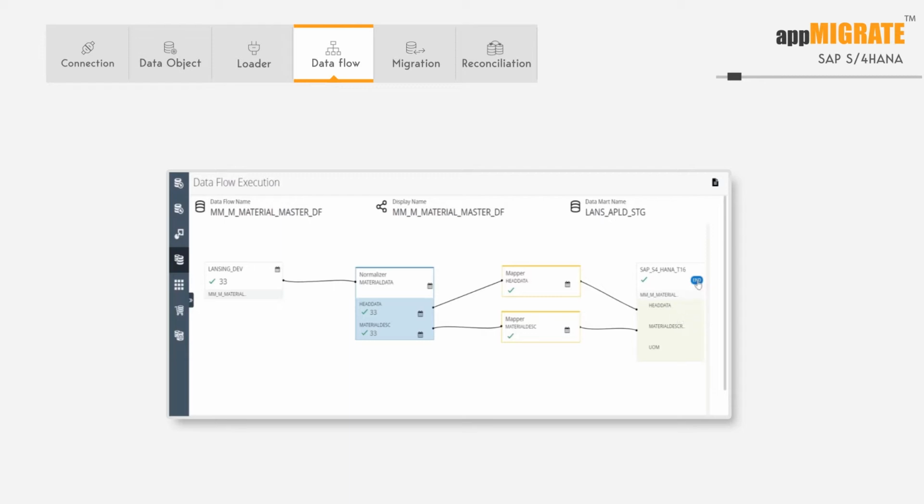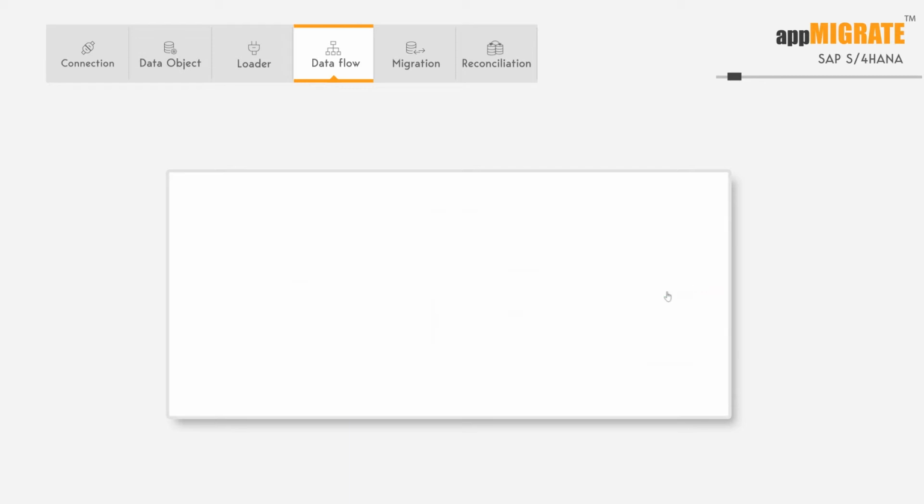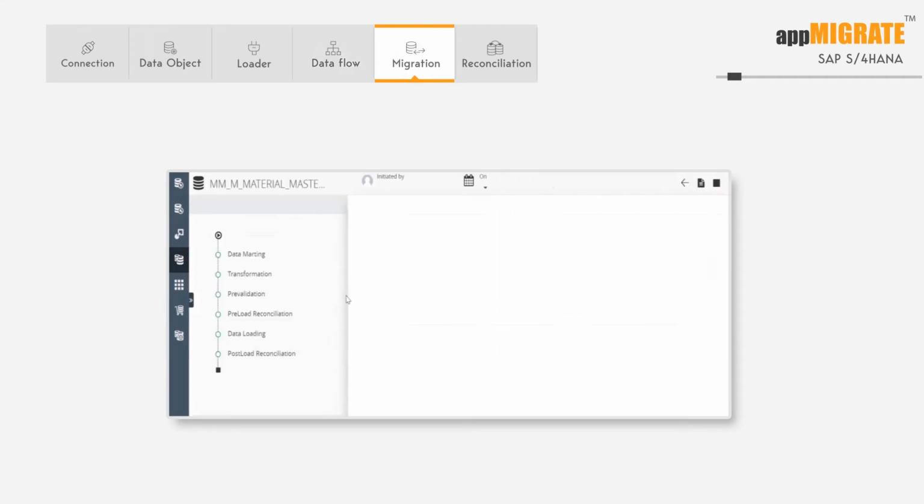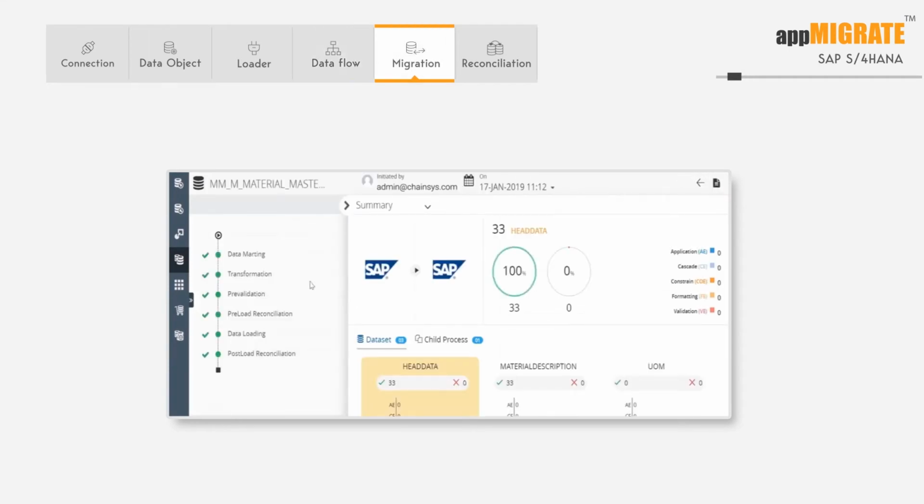If we click on the loader, we can see how the data has been processed to the target system through each step. In the summary, we can see the overview of the data loading process, like how each of the 33 records was processed successfully. Errors will show up in the chart on the right. Here we can see the potential error types, like application, cascade, constraint, formatting, and validation.